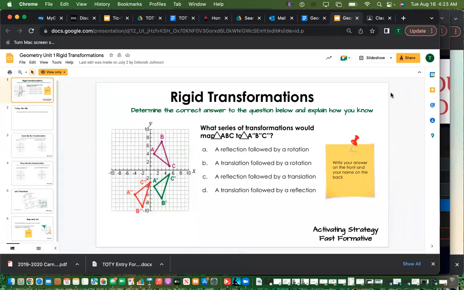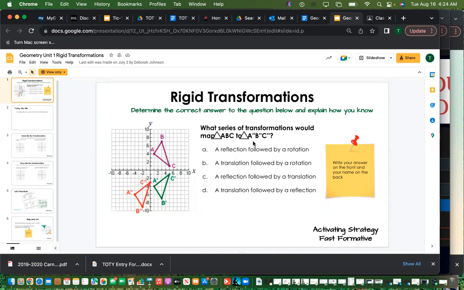All right. So determine the correct answer to the question below and explain how you know. What series of transformations would map ABC onto A prime, A double prime, B double prime, C double prime? All right. So, take a moment, look from here to here. How did we get there?